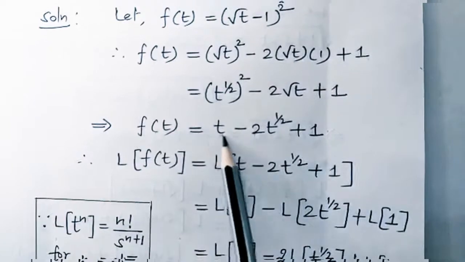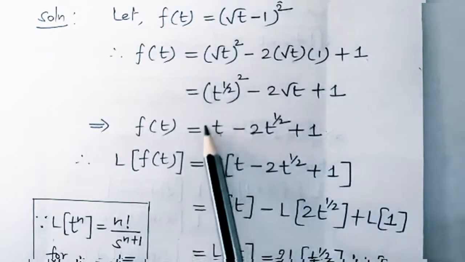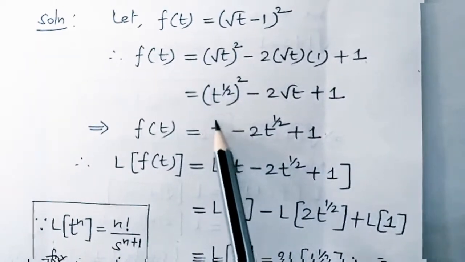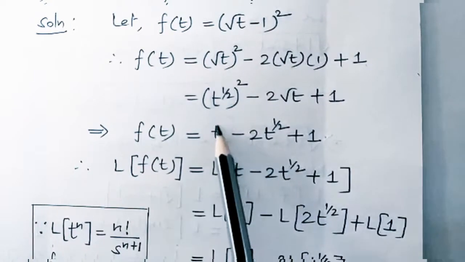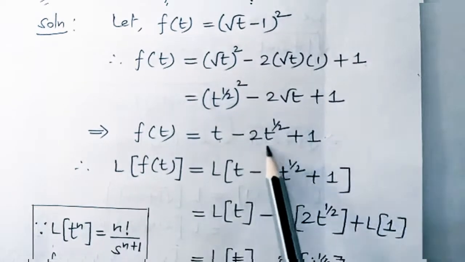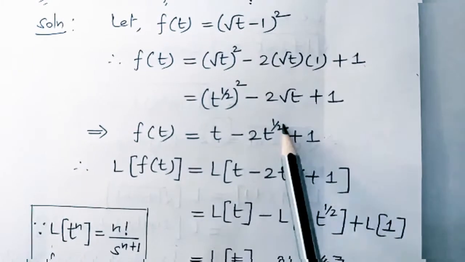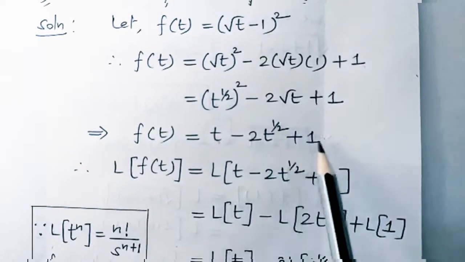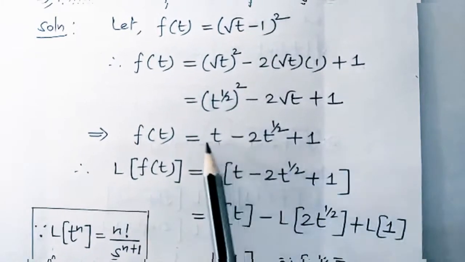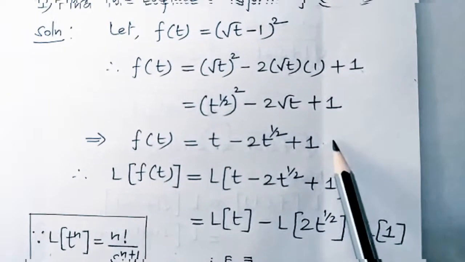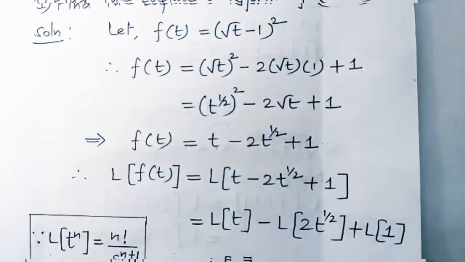Now if you look at the nature of each function, the first function t resembles t raised to n, in this case n equal to 1, and this one, 2 times t raised to 1 by 2, in this case n is 1 by 2, and this is just 1. So very easily we can find the Laplace transformation with the help of the linearity property.